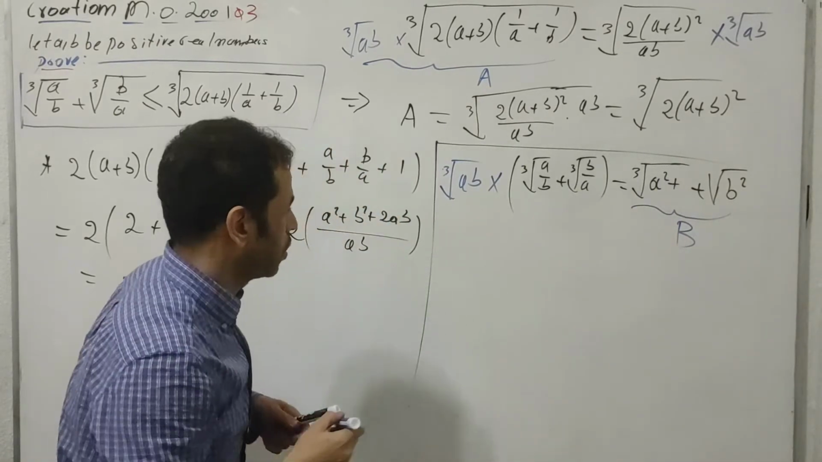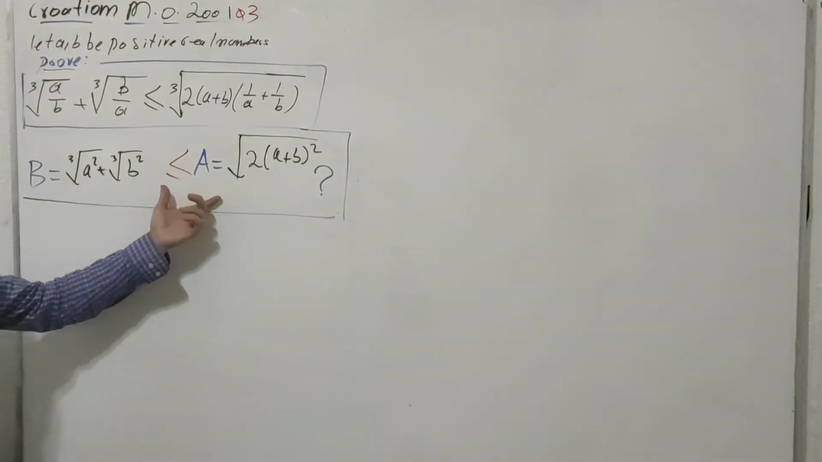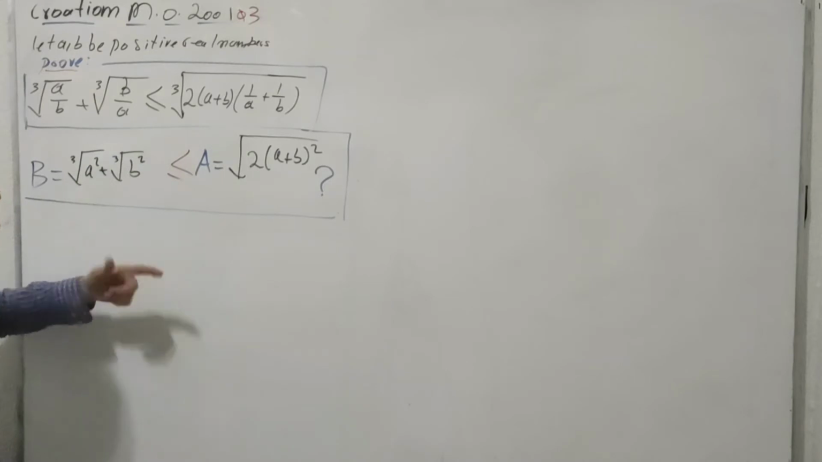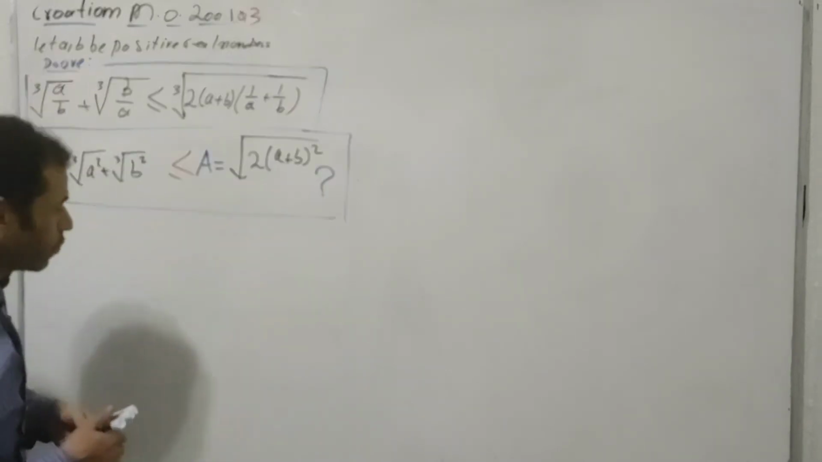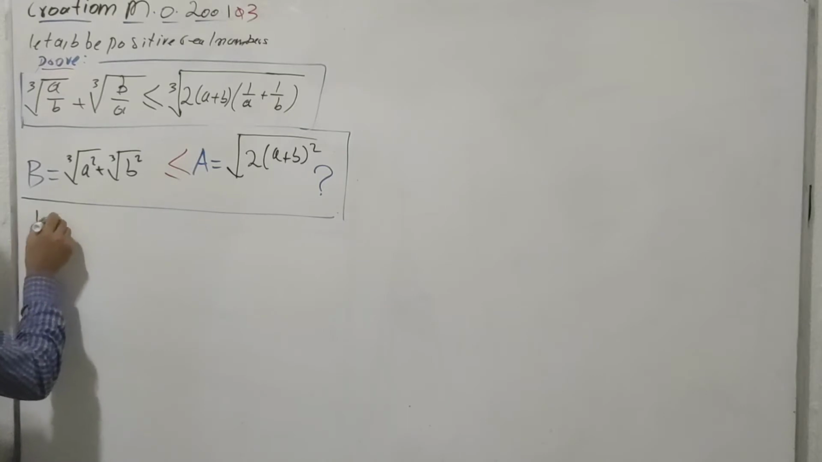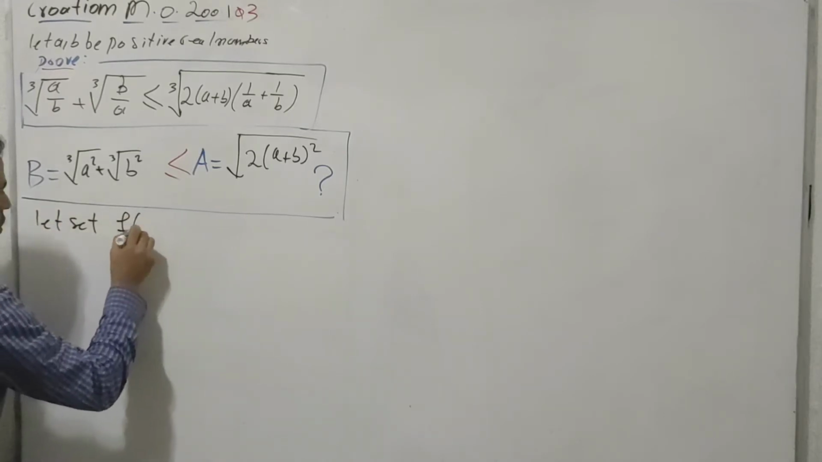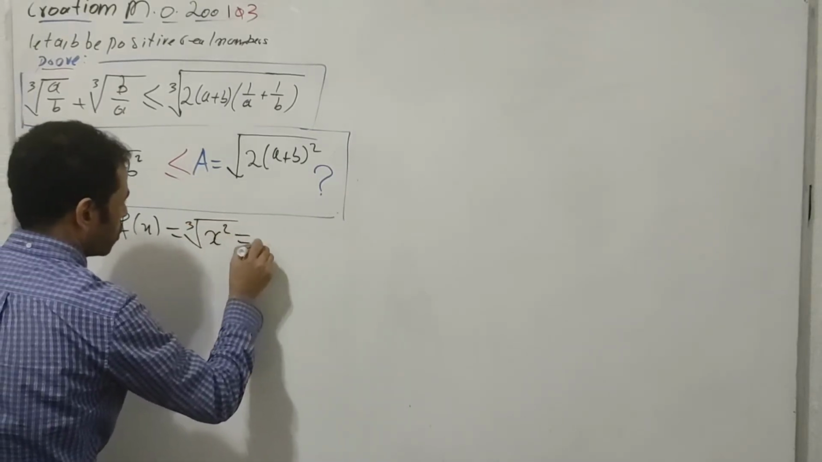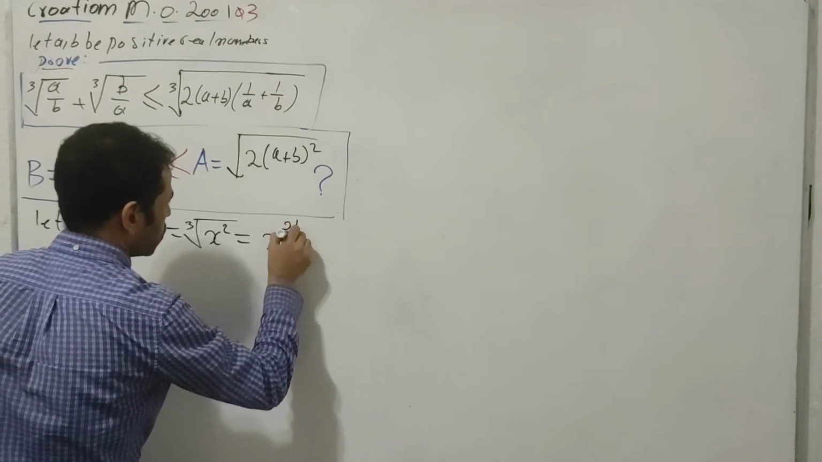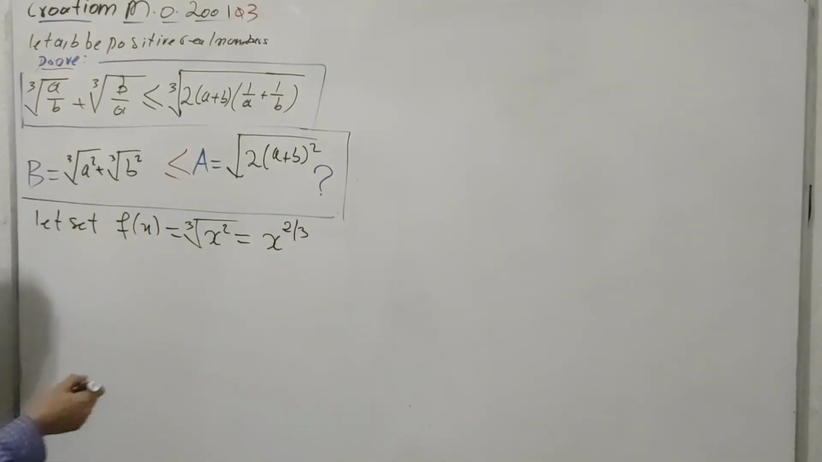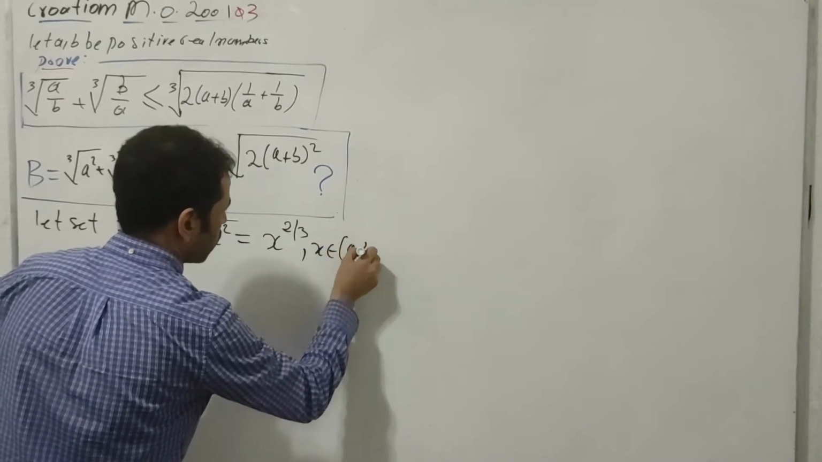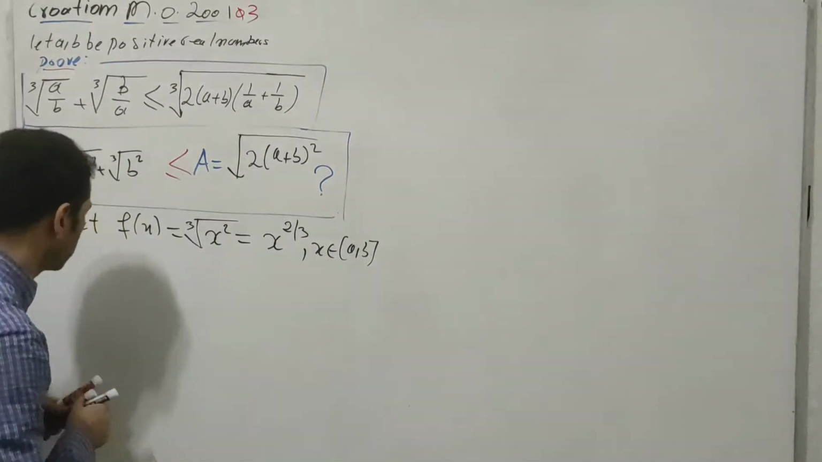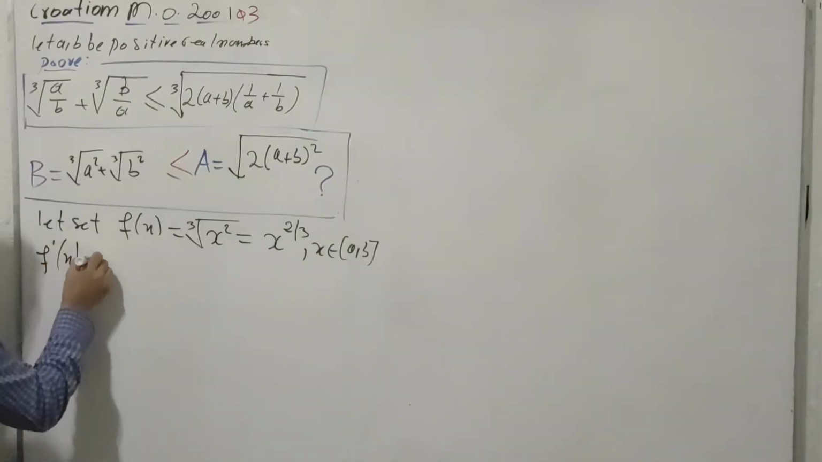Okay, so in the last board I was working on this one and came up with this result. We get this one by multiplying both sides by cube root of a multiplied by b. Now we are going to prove this one. To prove it, let's set f of x equals cube root of x squared, which is the same as x to the 2 over 3. As we know, let's set x from the closed interval ab. F of x is continuous and differentiable on this closed interval. Let's calculate f prime of x.